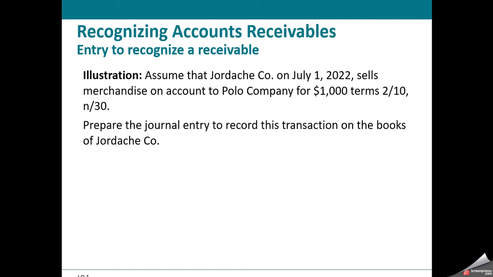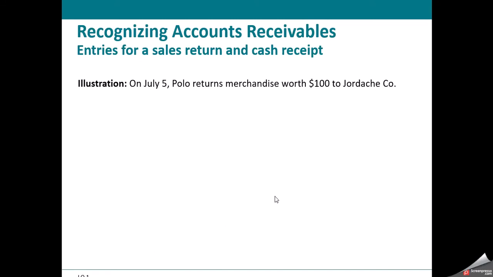Here we have an example. This company sells merchandise on account to Polo Company for $1,000. So when we record that journal entry, we're going to set up the accounts receivable by debiting it, and then we're going to record the sales revenue by crediting that. So that increases the receivable, increases what they owe us, and then increases our revenues.